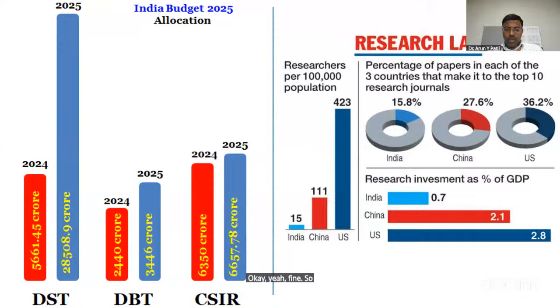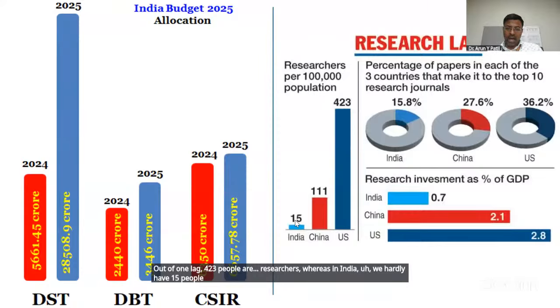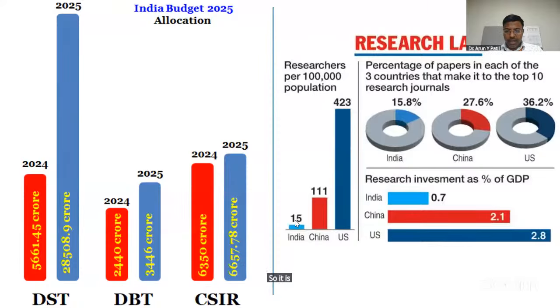So the focus here is towards how India is shaping in terms of the innovation and research front, so that we can utilize this to the maximum extent. If you see the researcher population across the country, in the US, out of 1 lakh, 423 people are researchers, whereas in India, we hardly have 15 people out of 1 lakh. So it is very limited in terms of the population we have.